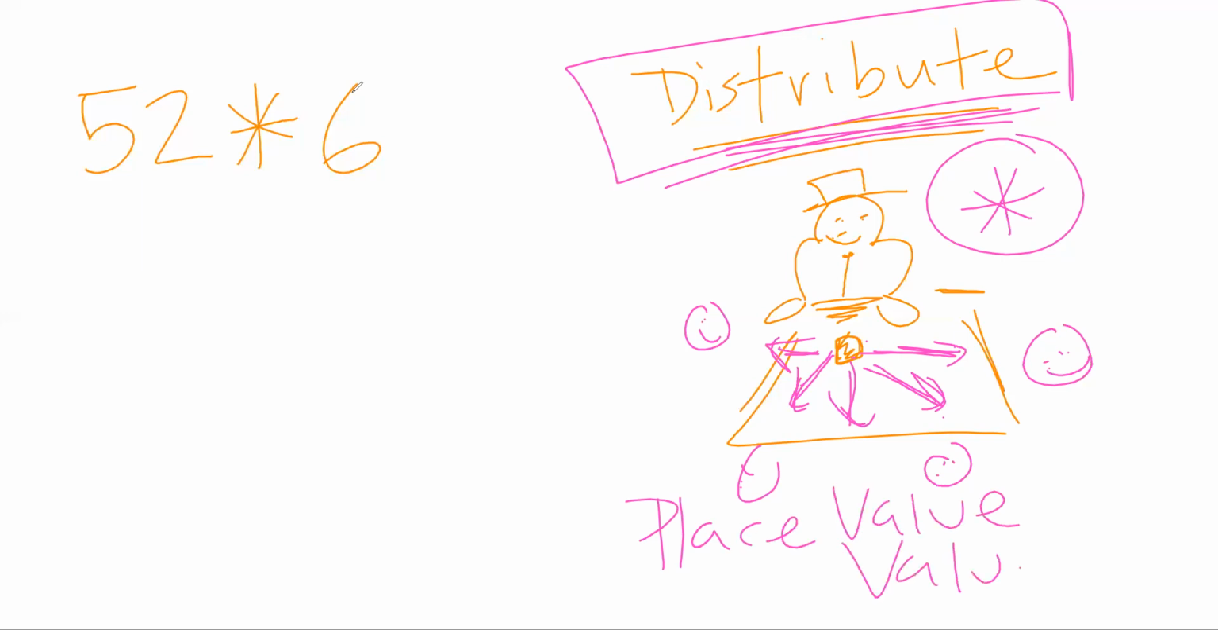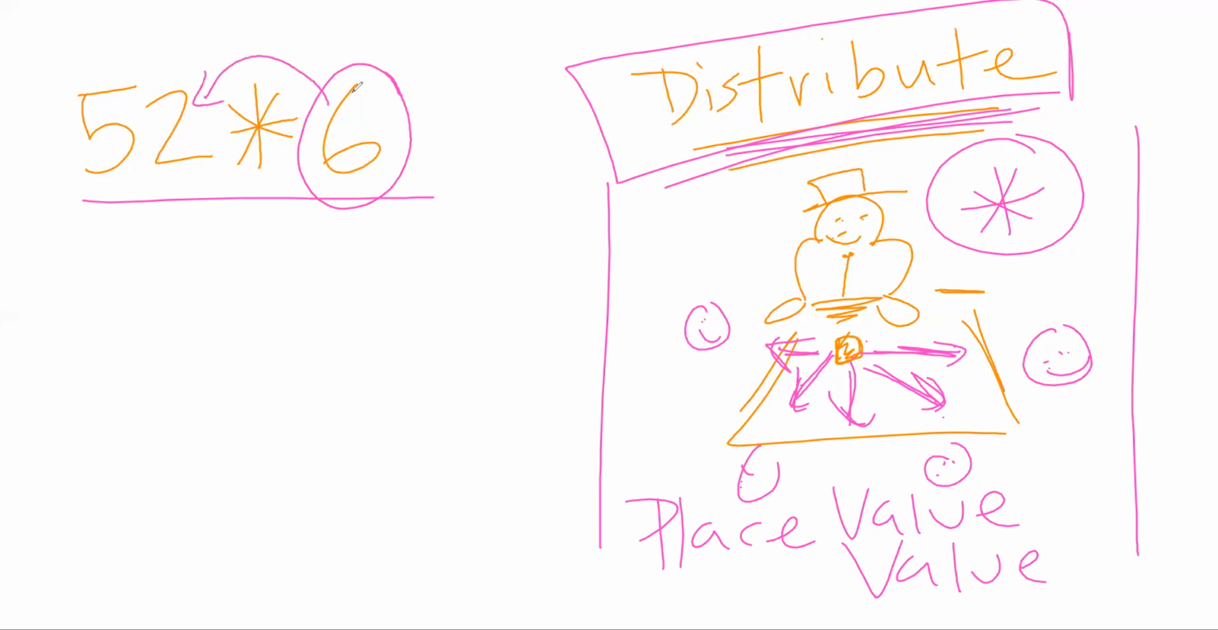So things we've talked about before will help us do this. How do we distribute? Take 52 times 6. The idea is that we're going to take the 6 and distribute it out into the different place values of the two-digit number. Let me dive into what that means. If I rewrite this in distributive form, I'm going to change the colors because I already used too many.